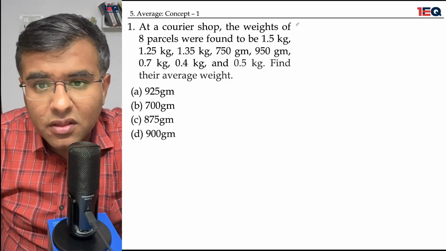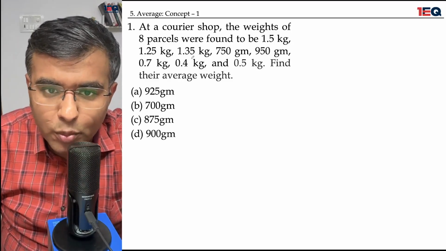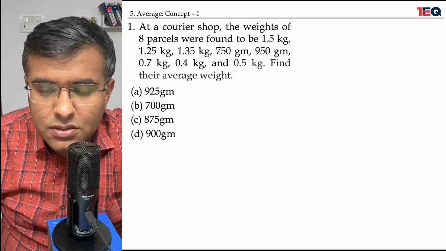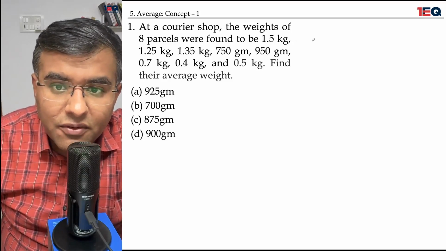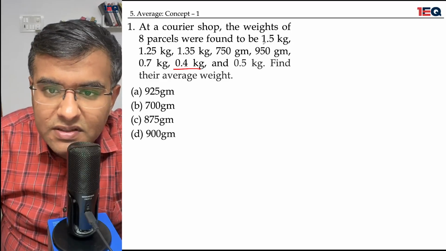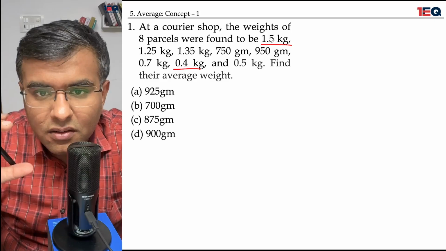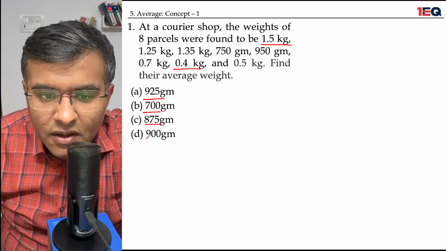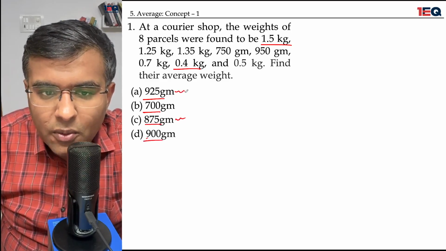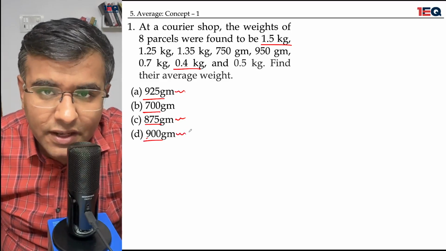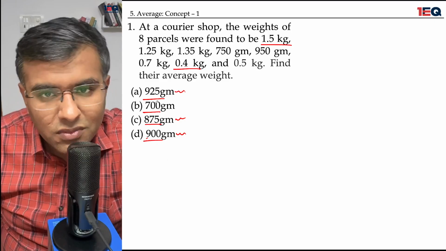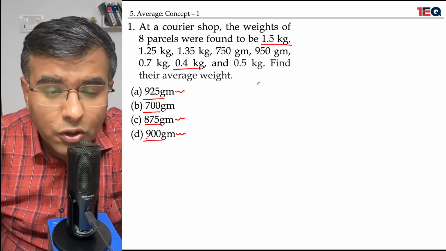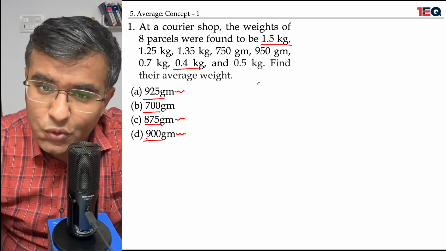At a courier shop, the weight of 8 parcels was found to be this, and we need to find out the average weight. If you see the range, the highest package is 1.5 and the smallest package is 0.4. This is the entire variation between the two packets. Three of the numbers surround 900, and one of them is actually 900. So through the options you can find out what to assume.